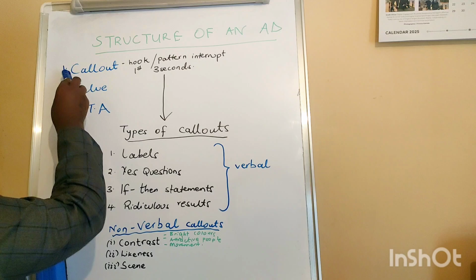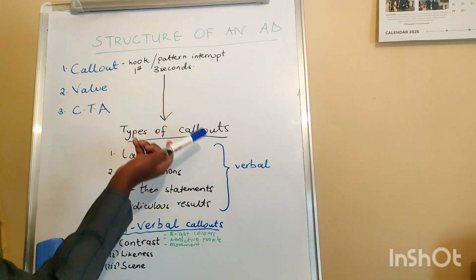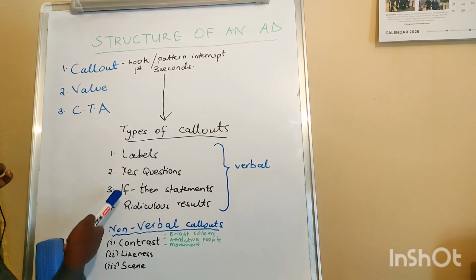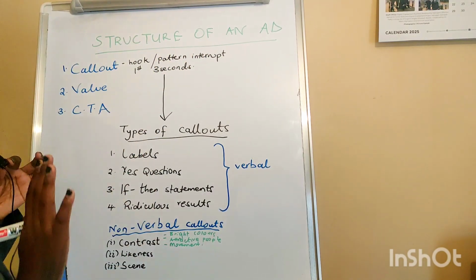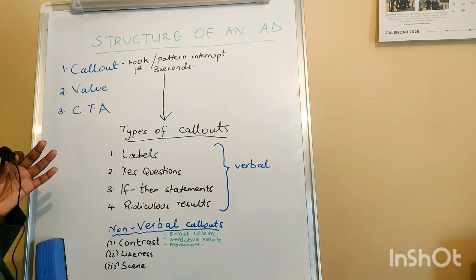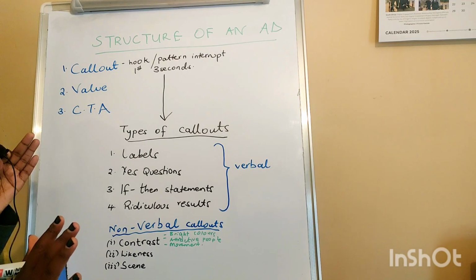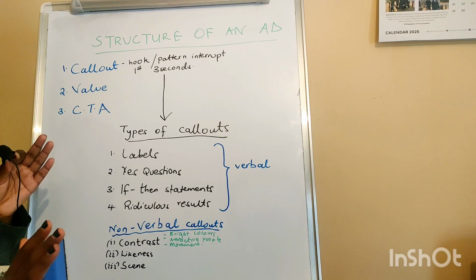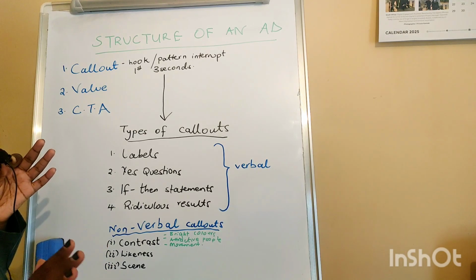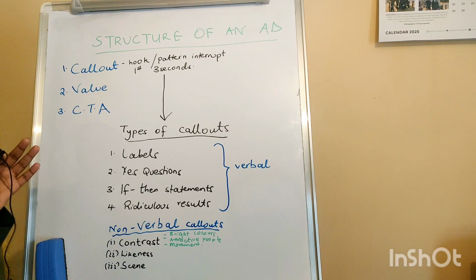Okay, let's start with the call out. You can call it either a hook or a pattern interrupt. All right, so this is the first 3 seconds of every video advertisement that you do, or really just the first thing they see when they look at an ad. If it's an image, it takes seconds for them to scroll over your ad and decide if they are interested in it or not. So you have to hook them as fast as possible.